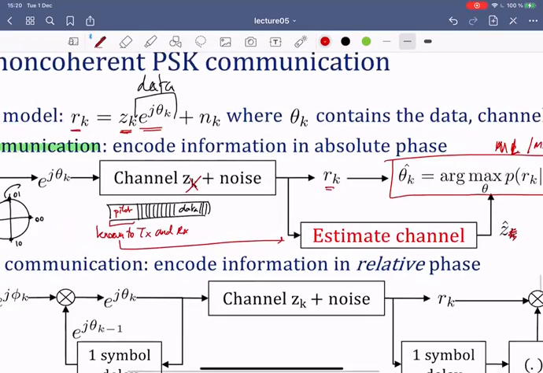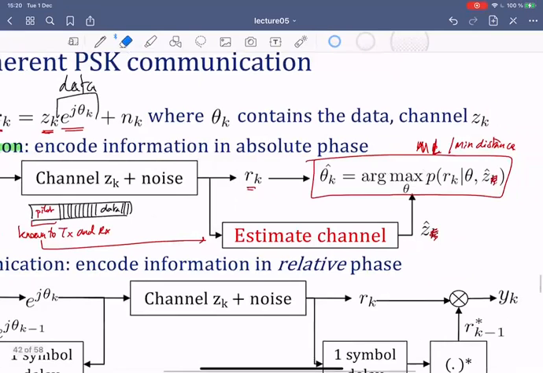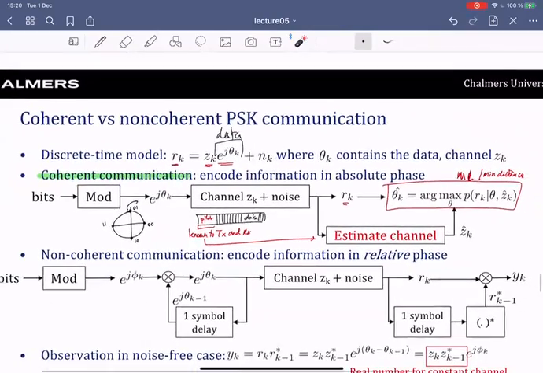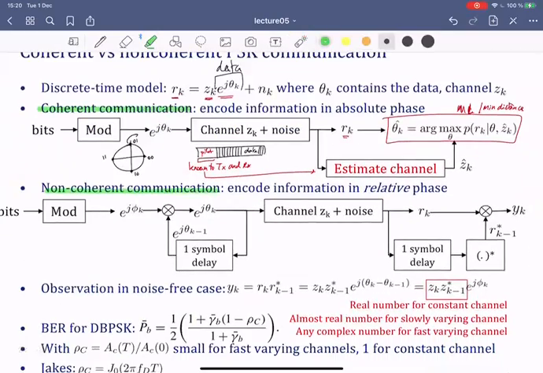But now, if the channel is changing, then I have a dependence on K here, a dependence on K here, and dependence on K here. Then when the channel is estimated at the pilot in the beginning, by the time the data comes along, the channel will have changed. So you cannot do this coherent communication anymore. Or you should maybe alternate pilots and data and have a lot of overhead due to pilots. So to address this, there's an alternative way to communicate, which is called non-coherent communication, where you don't put the information in the absolute phase, but rather in differences of phase.